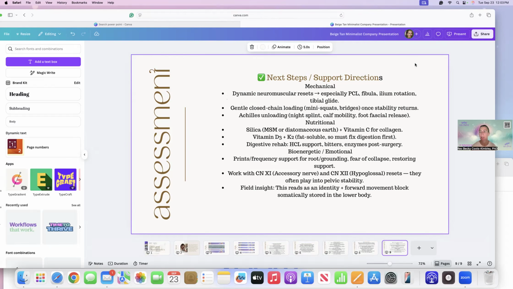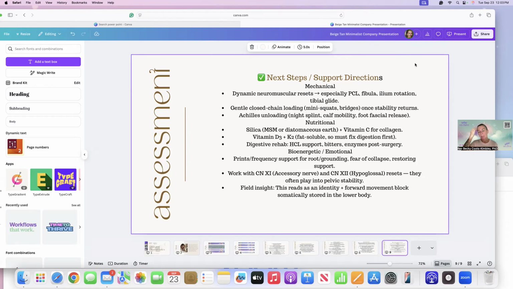So the overall energetic field insight is reading as an identity plus a forward moving block and somatically stored in the lower body. So this is just a snapshot of some of the things that you're going to learn in KQU. This is kind of how we teach our clients to go through client cases, bioenergetic scans. I have roadmaps for just about every condition you can imagine. And if our students need something, I create something for them.